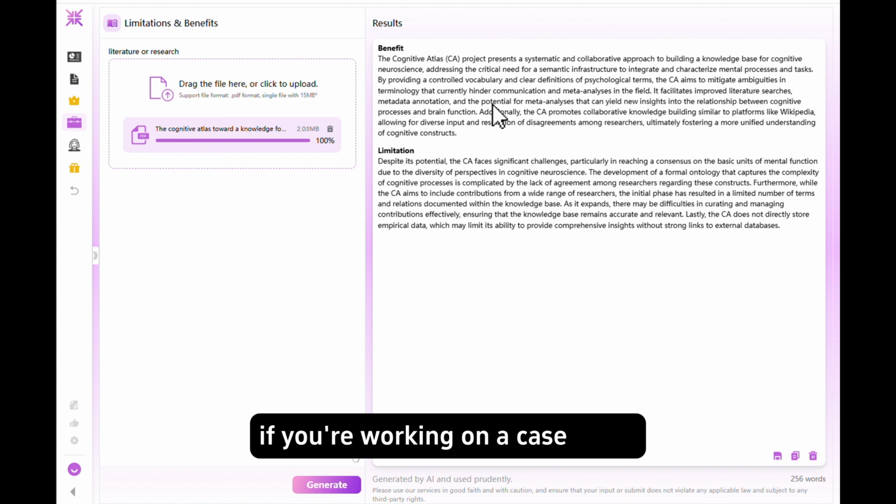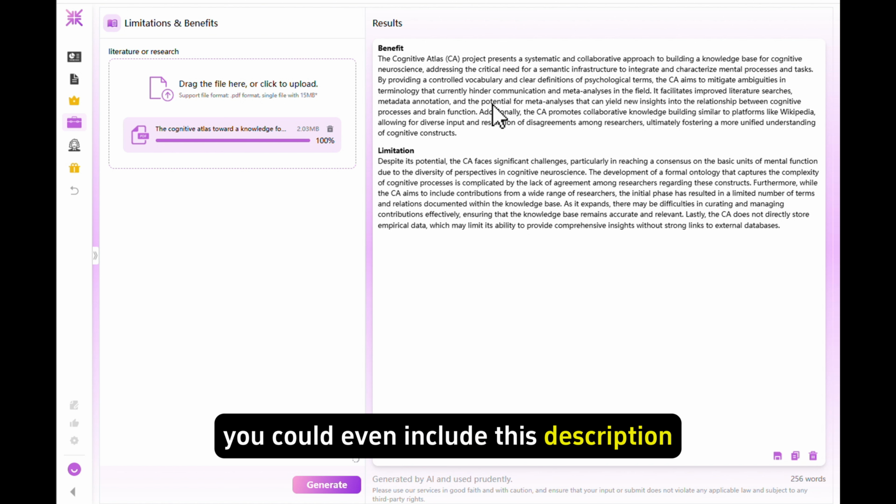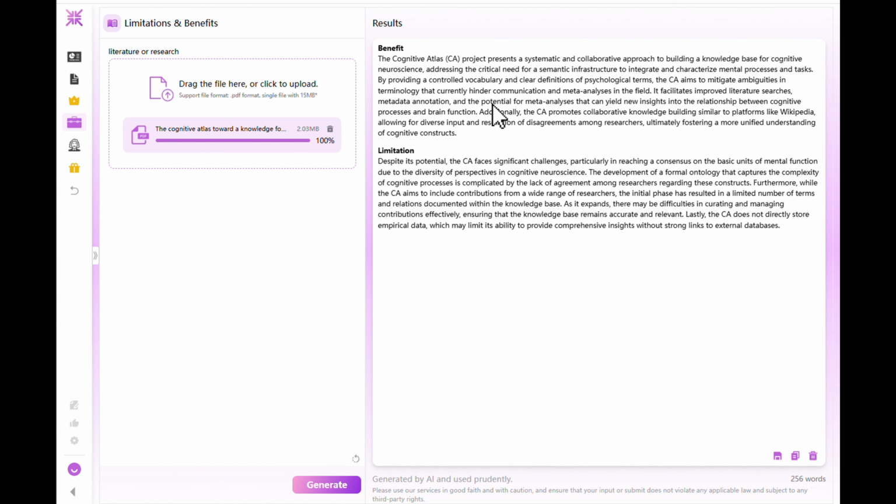If you're working on a case study, you could even include this description directly in your literature review.